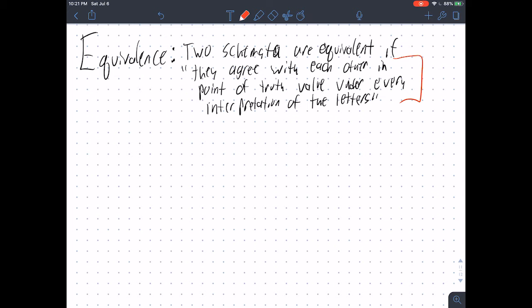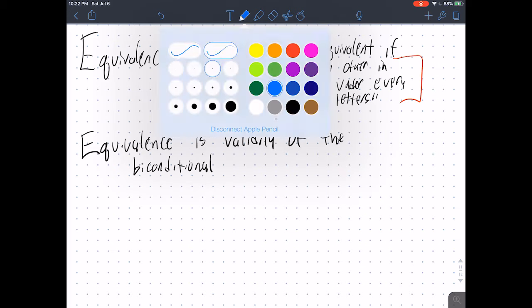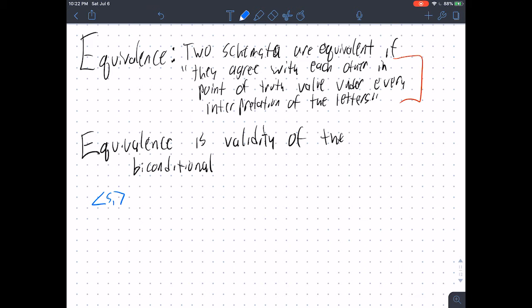And so the second way in which we will be defining equivalence is validity of the biconditional. This means that if we have some schema, let's call it schema 1, and we want to know whether it's equivalent to another schema, let's call it S2 for schema 2, what we do is connect schema 1 with schema 2 using a biconditional arrow.